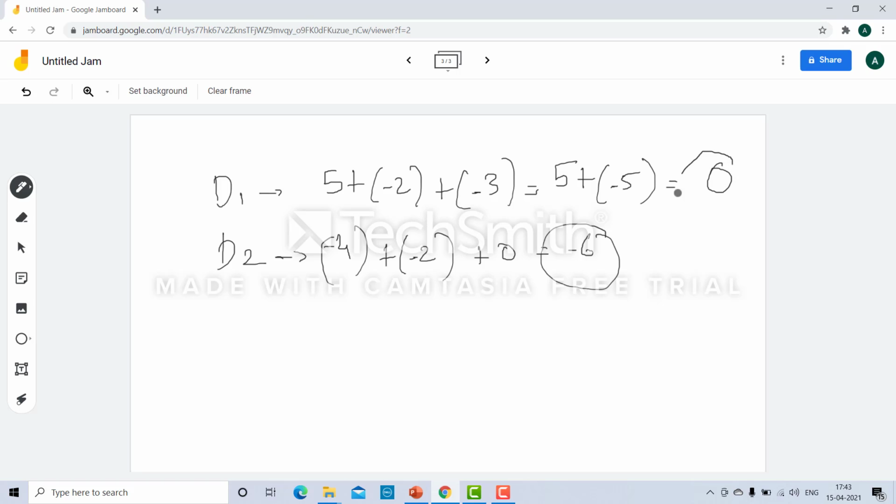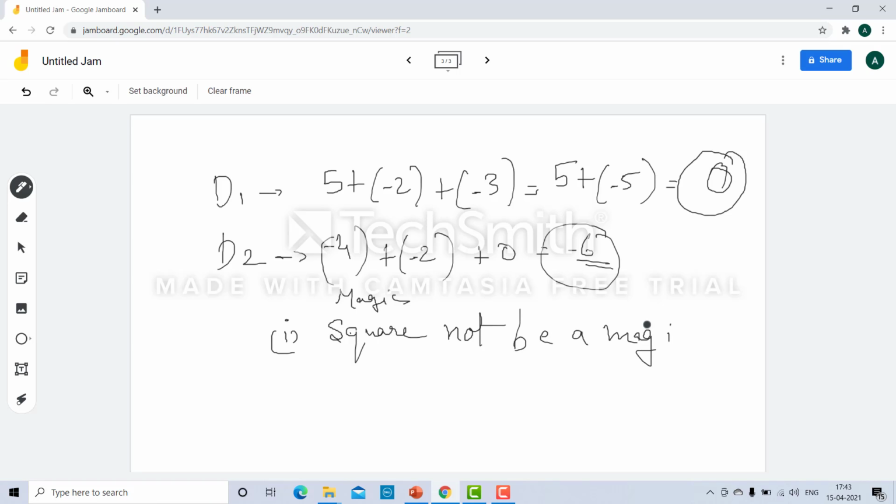Now children, all the values were 0, but only one value we are getting as -6. So our first one will not be a magic square. Will it be a magic square? The first square will not be a magic square. Hope you have understood how we have solved this question, children. First one is not a magic square.